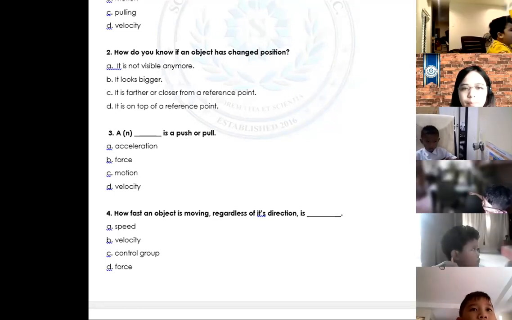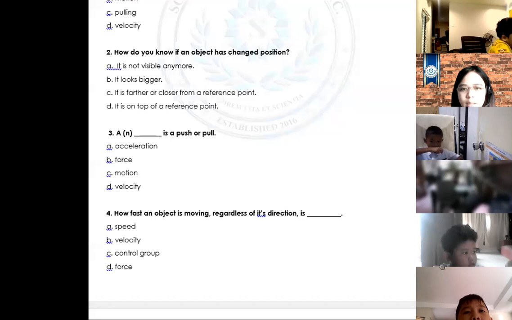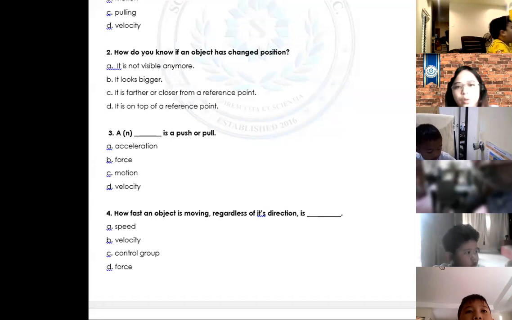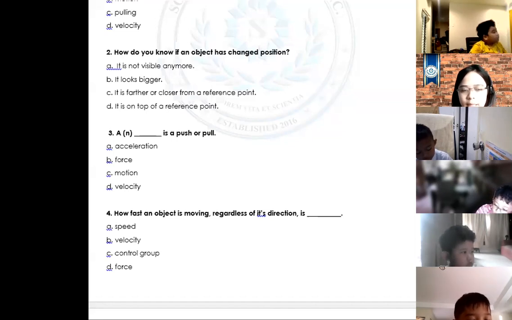Right, number 3. A blank is a push or pull. So what is it? A, acceleration. B, force. C, motion. Or D, velocity. Again, is it acceleration, force, motion, or velocity?